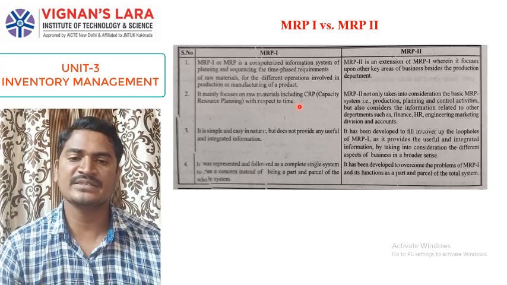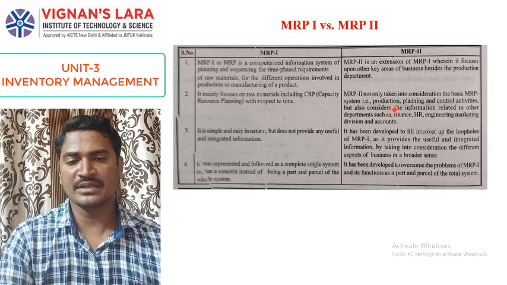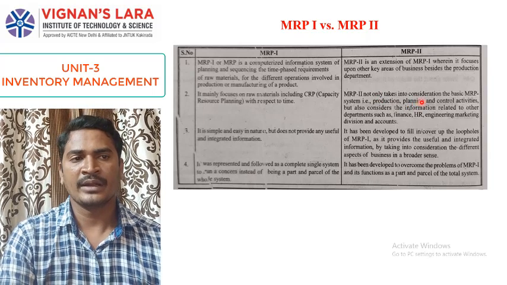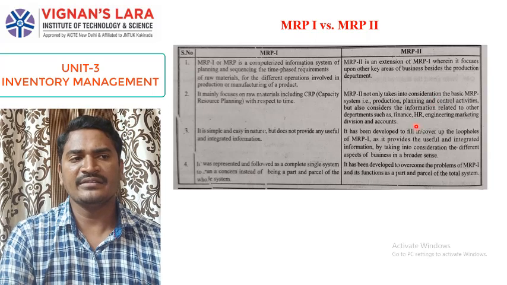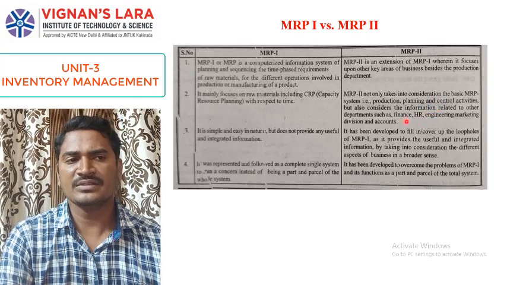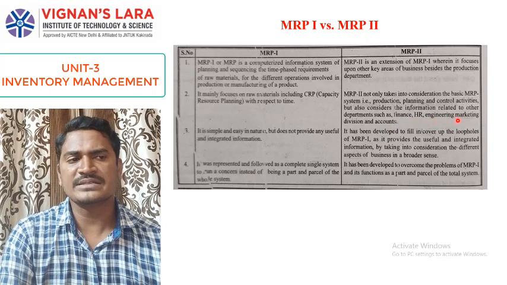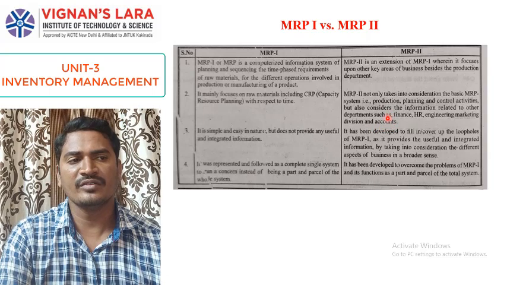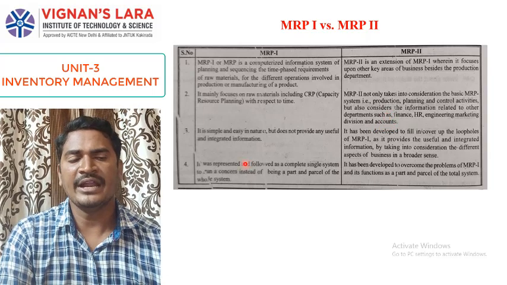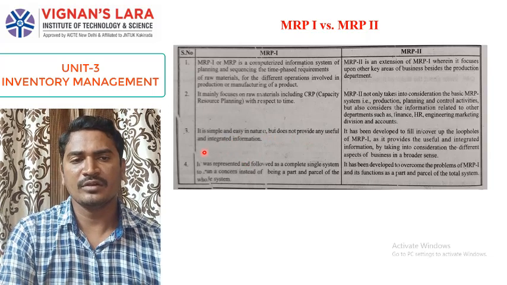The capacity was decided based on the manufacturing, based on the master production schedule. Next, coming to manufacturing resource planning, it takes into consideration the basic material resource planning as well as production planning and control activities, but also considers the information related to the other departments such as finance, human resources, engineering, marketing divisions, and accounts. Based on this information, we prepare the schedule.